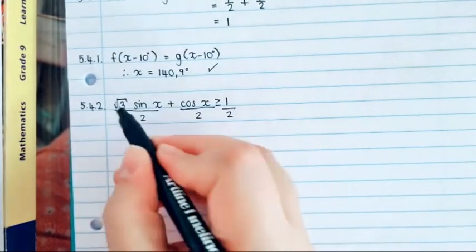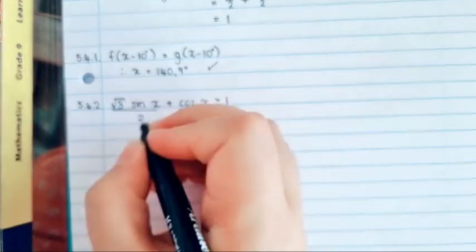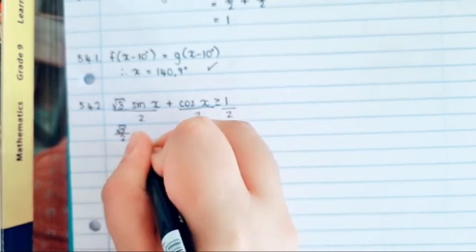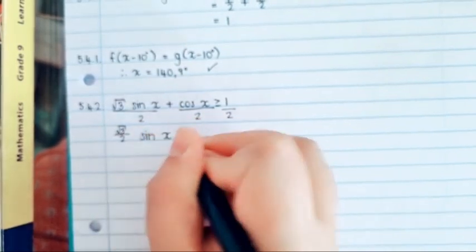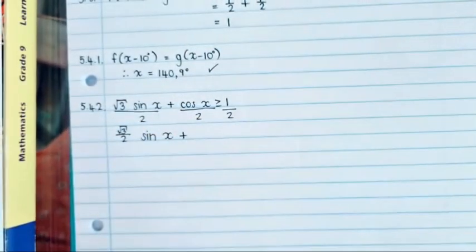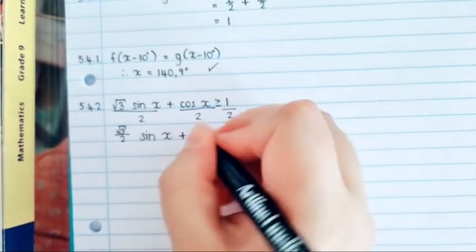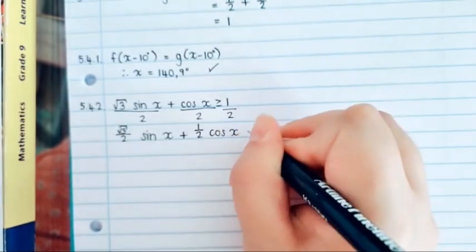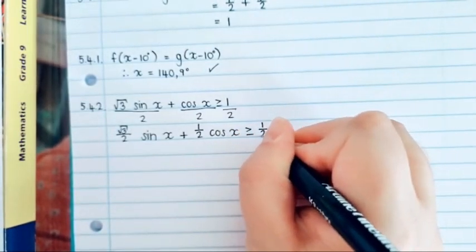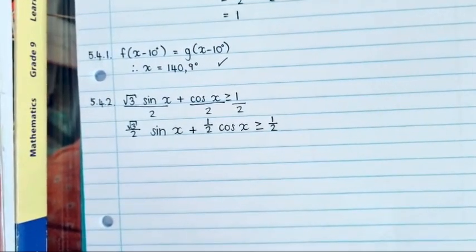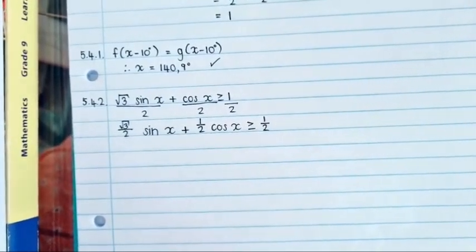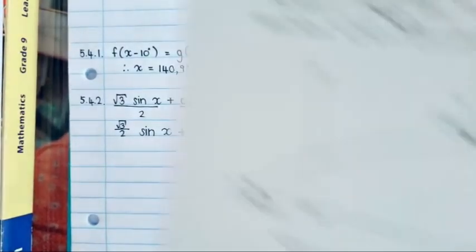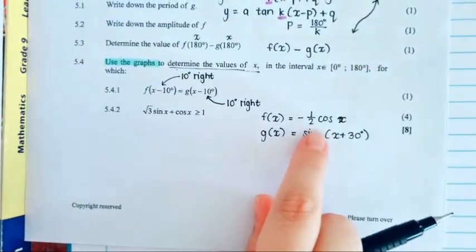Okay, so now I don't really like the look of this. I'm just going to write this as root 3 over 2 sine x, and you will understand why I'm doing it like this in the next step. Cos x over 2 is the same as a half cos x, right? And then this is greater than or equal to a half.